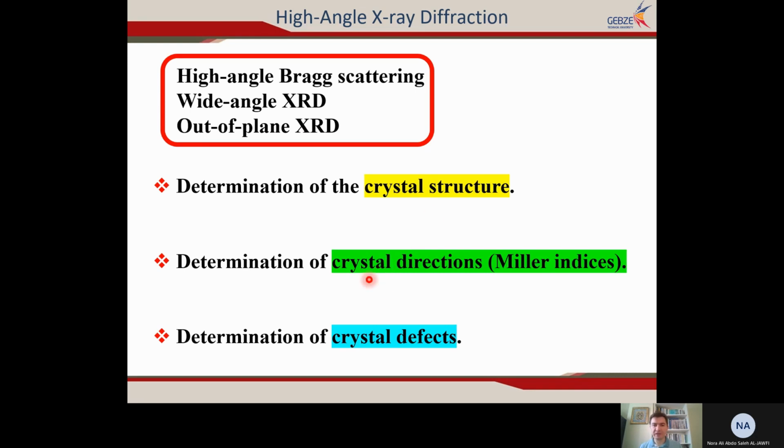In addition to that, you can determine the crystal directions, Miller indices. So whether your surface is 100 or 111 or 222, for example, you can determine all these things by using high-angle X-ray diffraction. In addition to that, you can determine the crystal defects within your material. This is also very useful for some applications. So today I will discuss all these three important parameters in X-ray diffraction experiments.